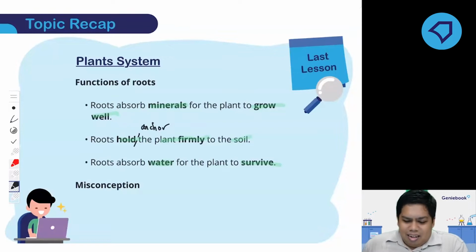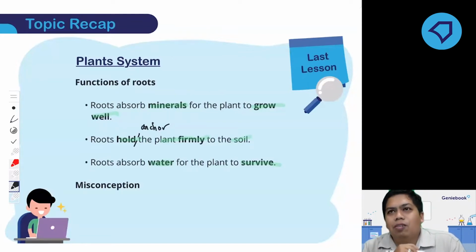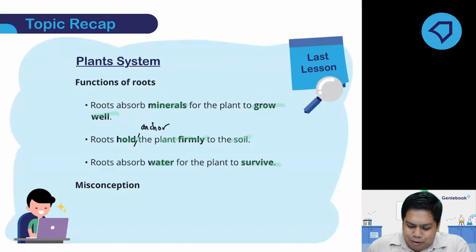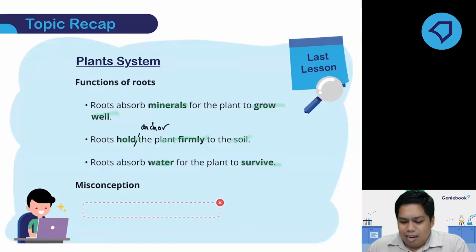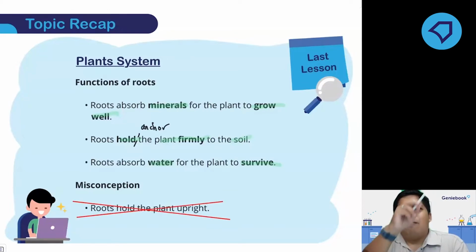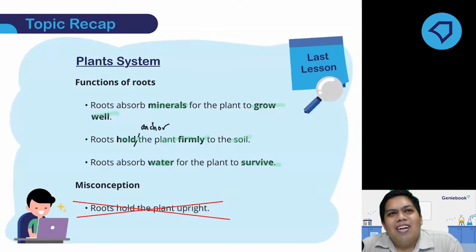And then what's the misconception about roots? Who remembers? Yes, okay, so Jovel, Liu, Kaisara, Kira, all correct. Some students will confuse the functions of roots and stem. Roots is not to hold the plant upright. It is not. That's why you'll see a big X there. That's the job of another part of the plant, which I will go through in the next slide. Any questions regarding roots?